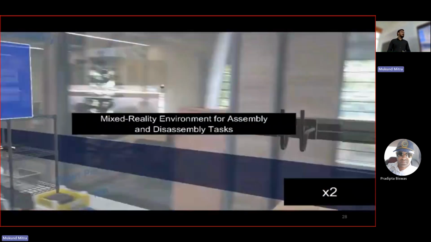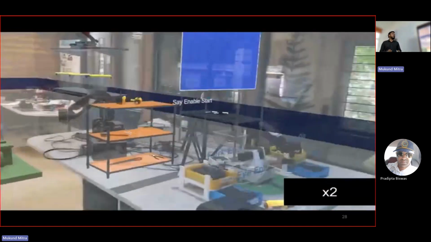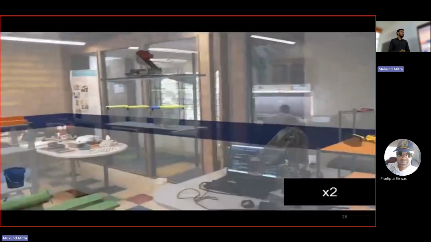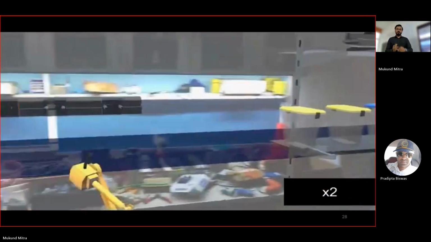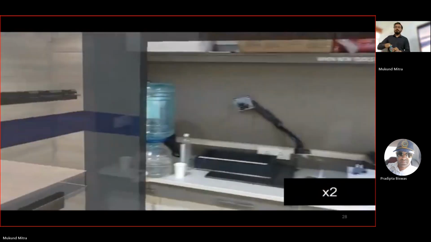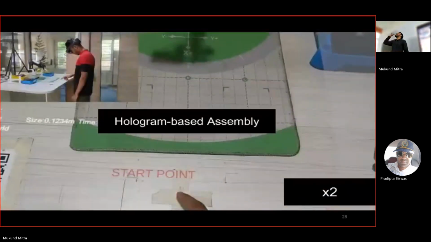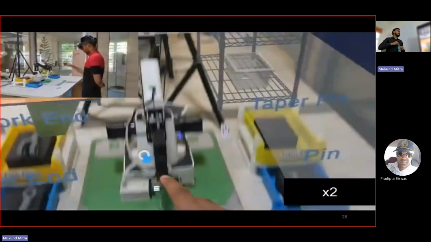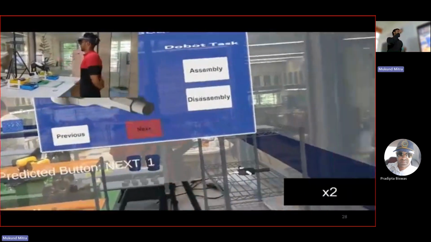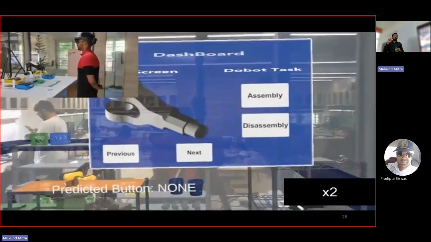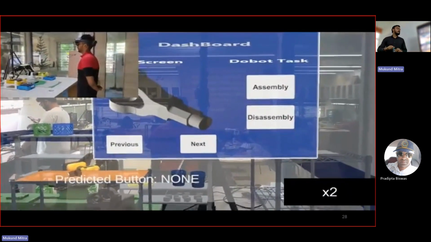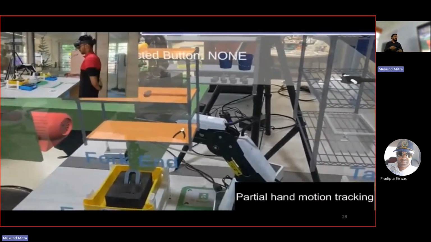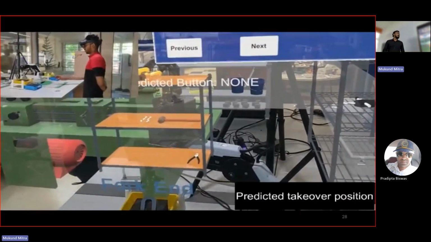This is the mixed reality interface that we created. Here you can see that the user isn't completely touching the buttons. With just the partial motion, the buttons are already selected based on the prediction, and then the robot does the action that has been assigned to it.